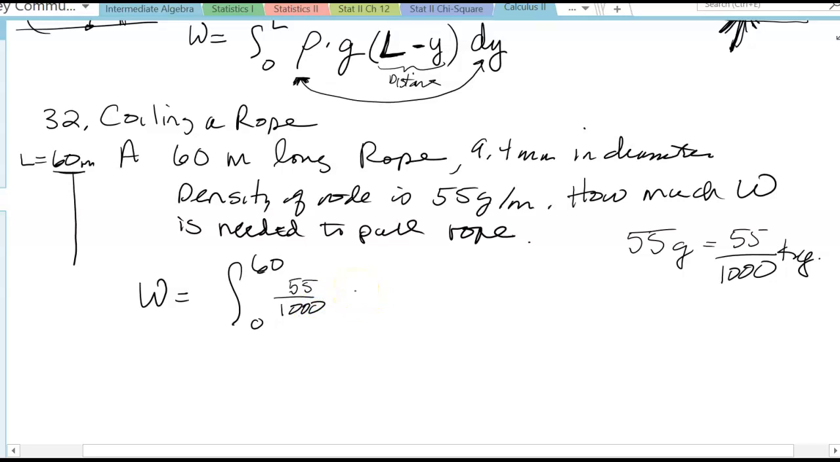We have our gravity, right? We know that is 9.8. We can use that now because we converted grams into kilograms. And we're going from 60 minus y dy.